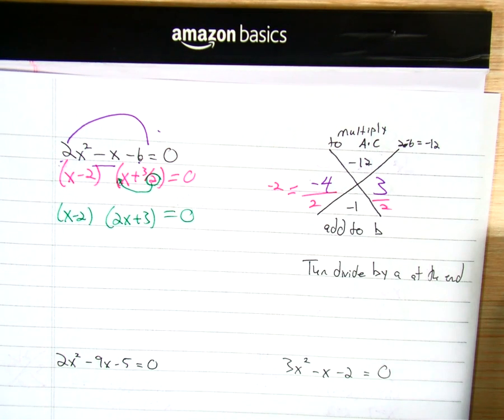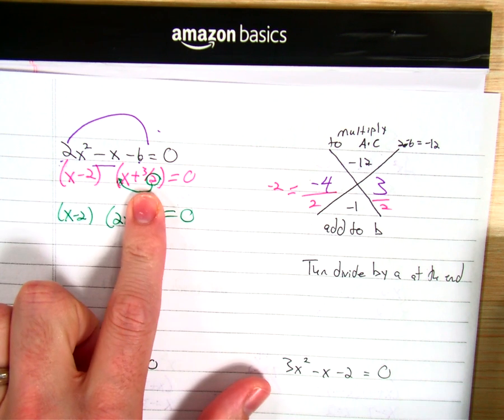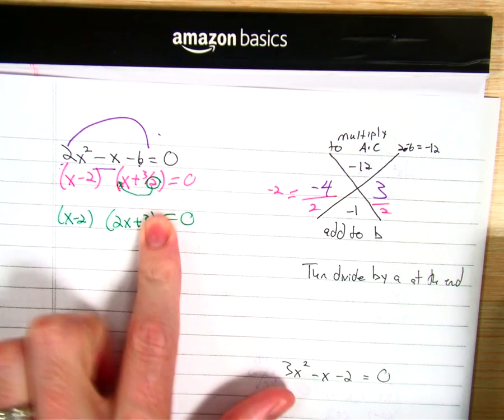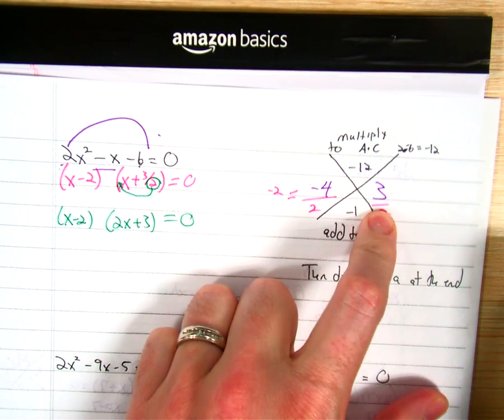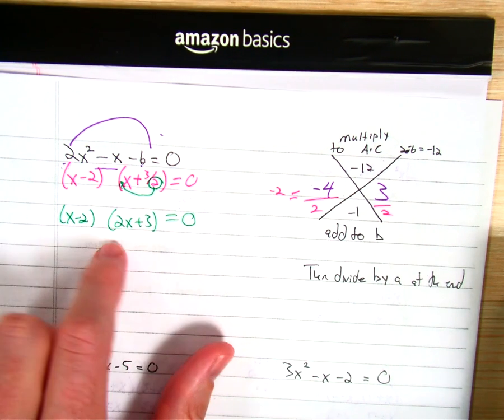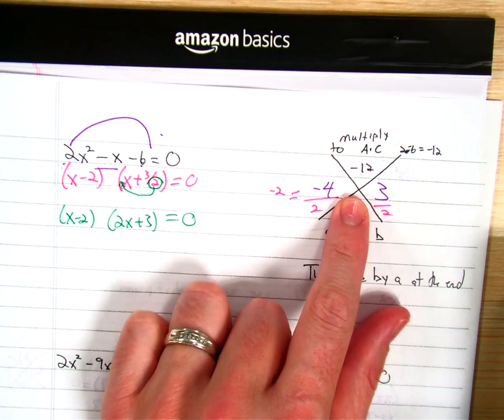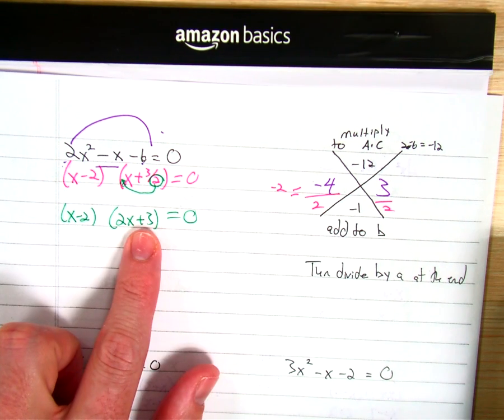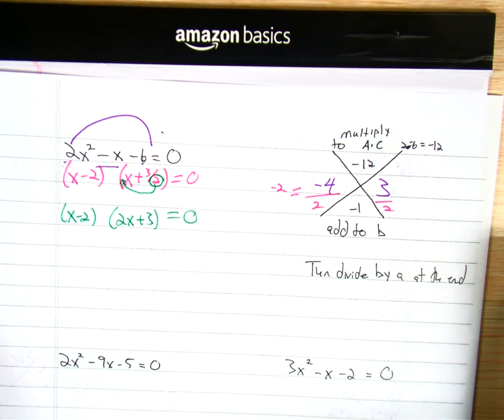Okay, so we did it that way one time. From now on, you don't have to do it that way. You can just do it from right here. See, I have 3 over 2. I know the bottom number is going to go in front of x, and then the top number was a positive 3, so plus 3. Okay, that's how you can do it.